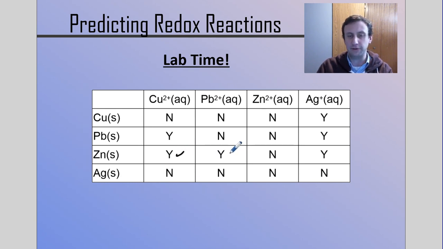And then you try solid zinc with lead-2 nitrate, and that reaction happens as well. But when you try lead with zinc nitrate, that reaction does not take place. So that would be the lab that would take place.